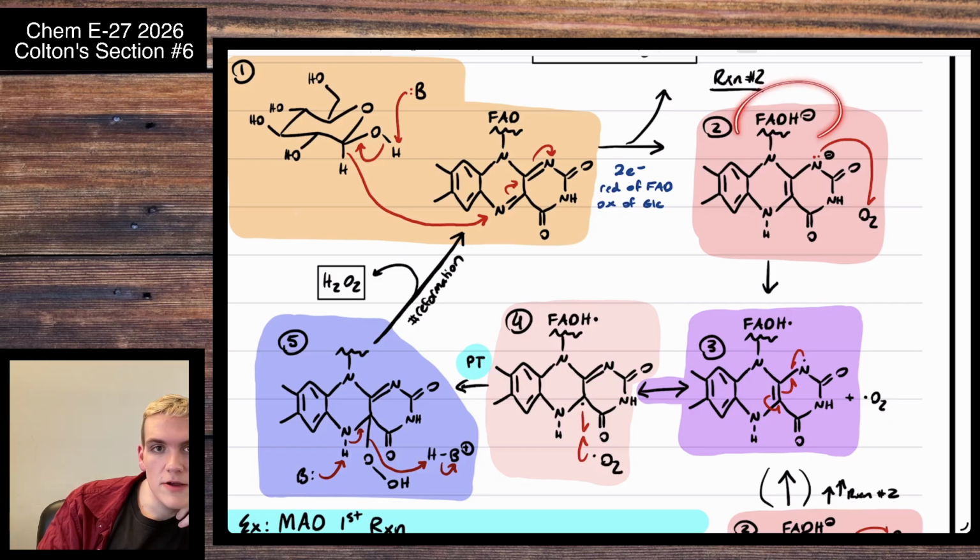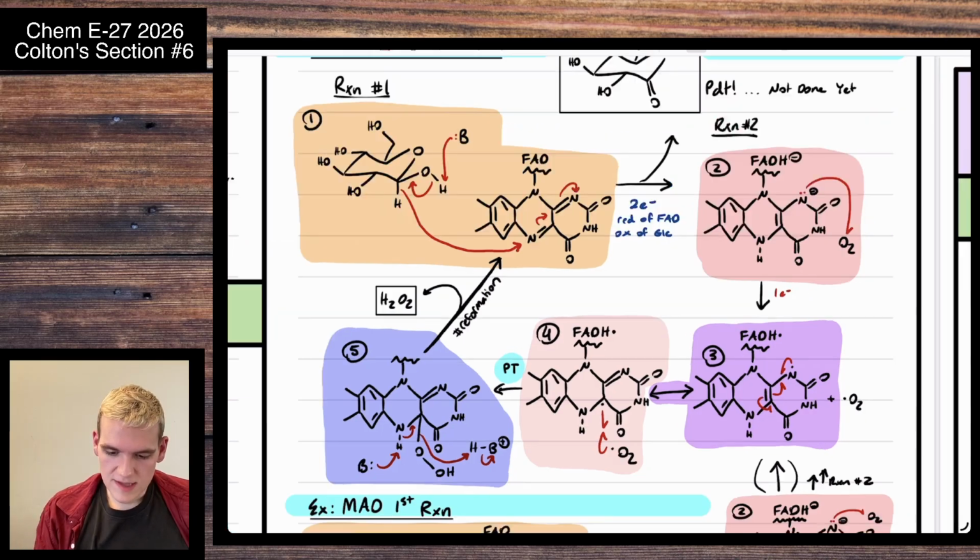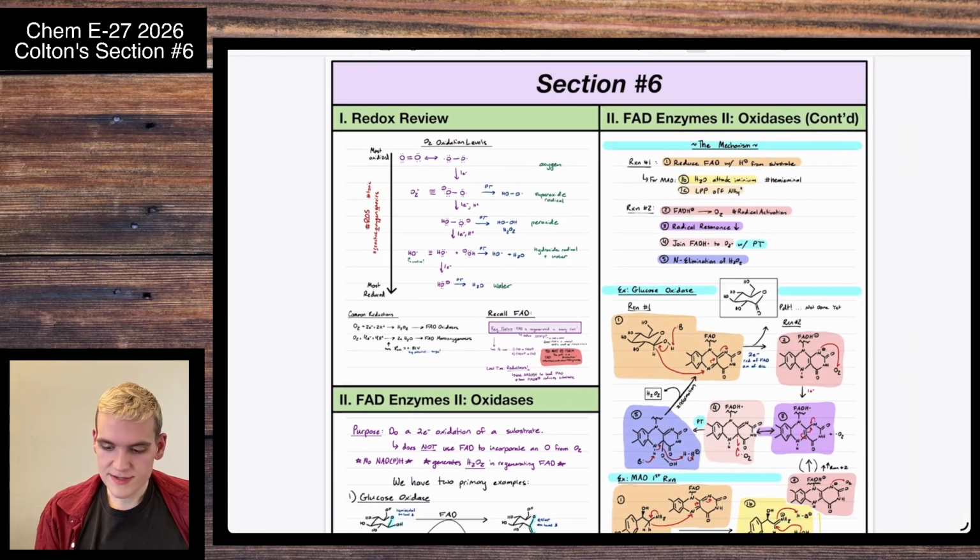So the first thing that we are going to do is a 1 electron reduction of O2. So when we do that, we make our superoxide radical. Is that the right word? Superoxide radical. Yeah, it is.